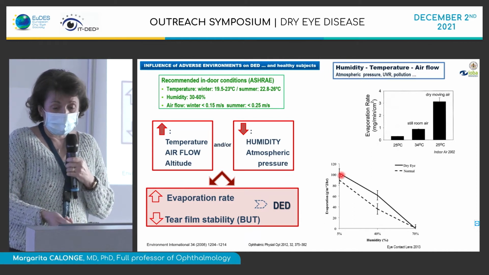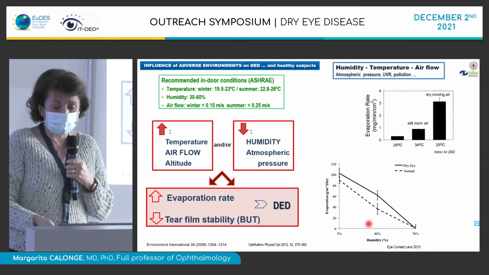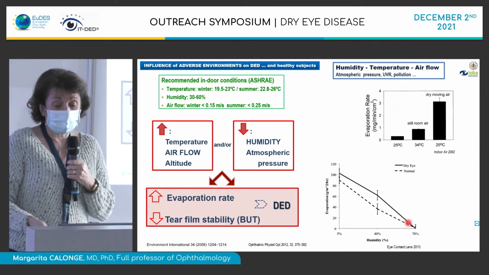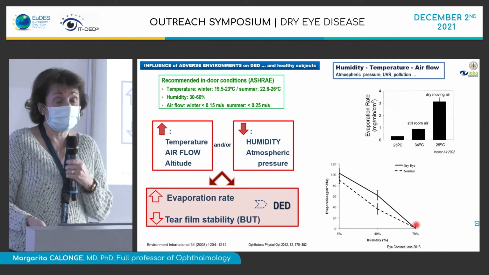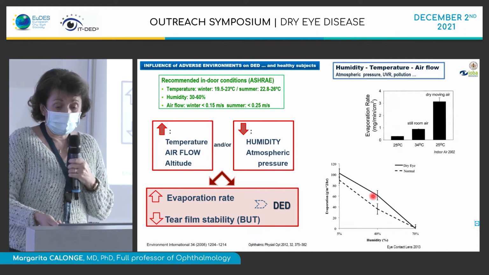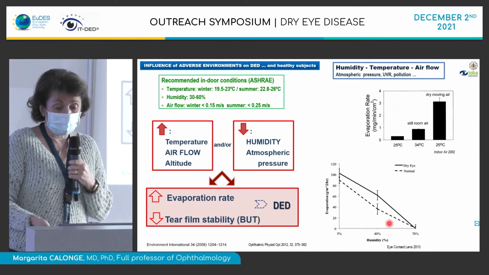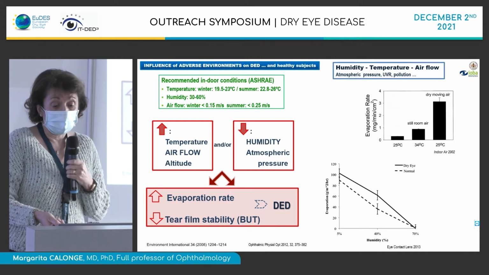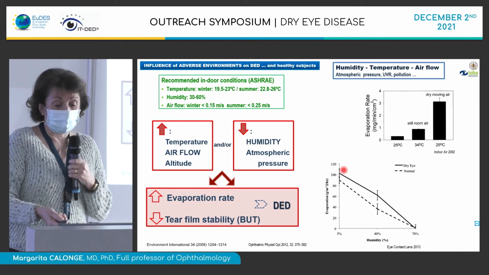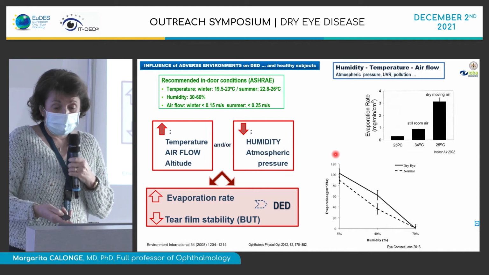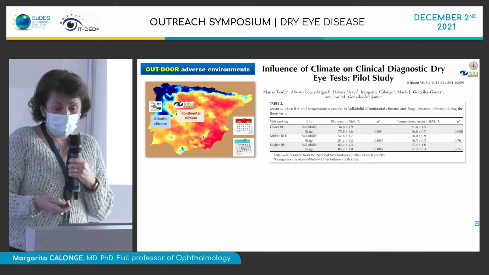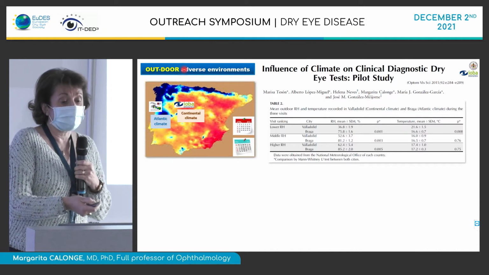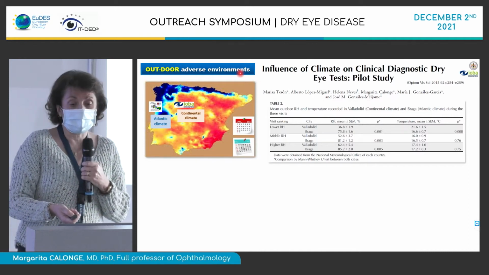Look at this graph here. We have evaporation versus humidity. If the humidity increases, such as when we are near the sea, the evaporation is almost none. But if we go to drier places, with 30 or 20% humidity, the evaporation is a lot greater. So after knowing that, we did this work, and I'm going to show you this as a kind of proof that outdoor environments are important in dry eye.